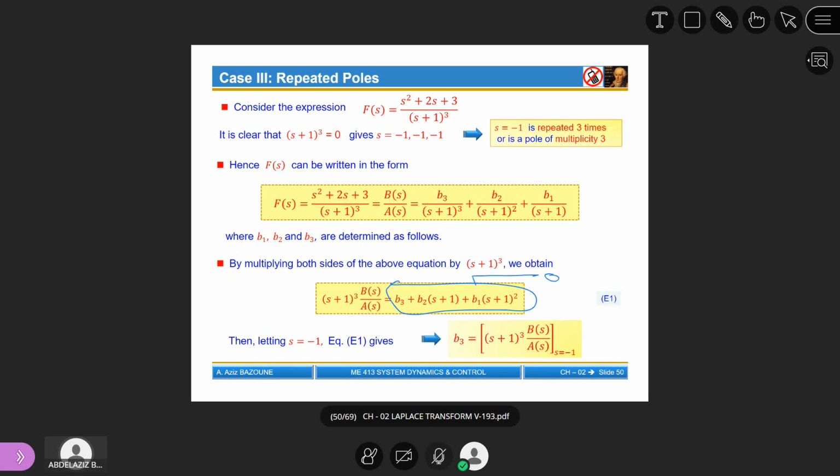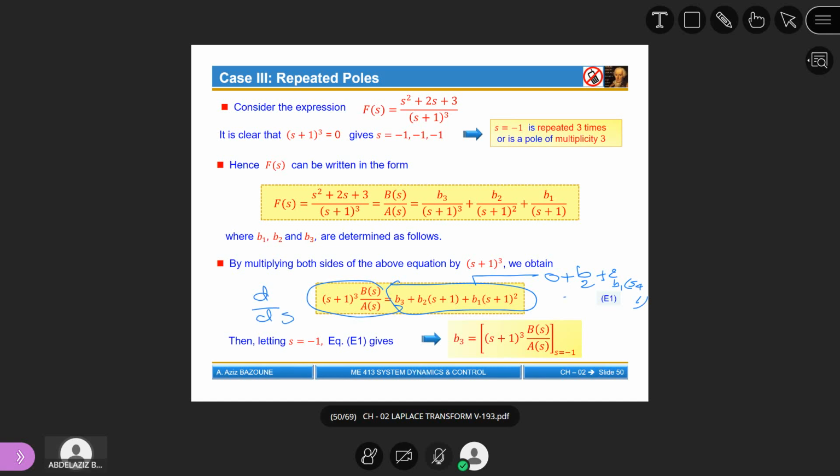You will get 0, because B3 differentiated with respect to S will be 0, plus, when you differentiate this with respect to S, this will give you B2. Ali, differentiate this. So B2 plus 2B1 S plus 1. Okay, leave this as it is, D over DS.